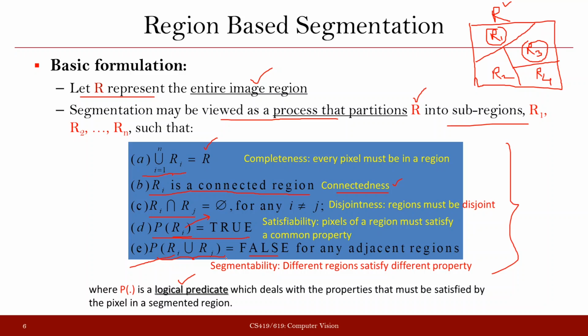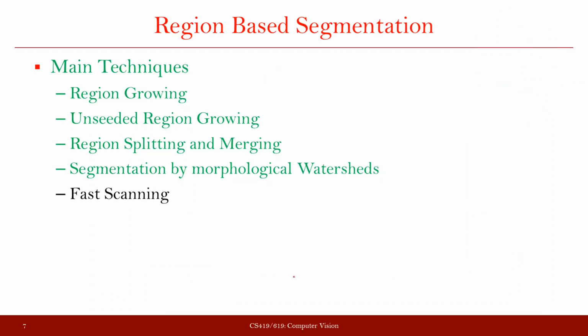Since you have two kinds of pixels in this union, if you calculate the properties you will not find that all pixels have the same property. Some of them will have one property, and some of them will have a different kind of property, right? So that is why, if you take the union of any two regions and analyze this predicate, you will find that it will be false. Okay. So all the techniques that we are going to discuss here will follow all these properties.